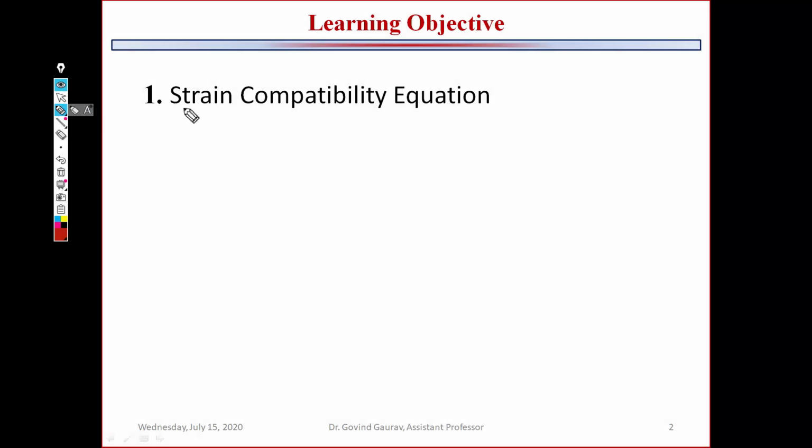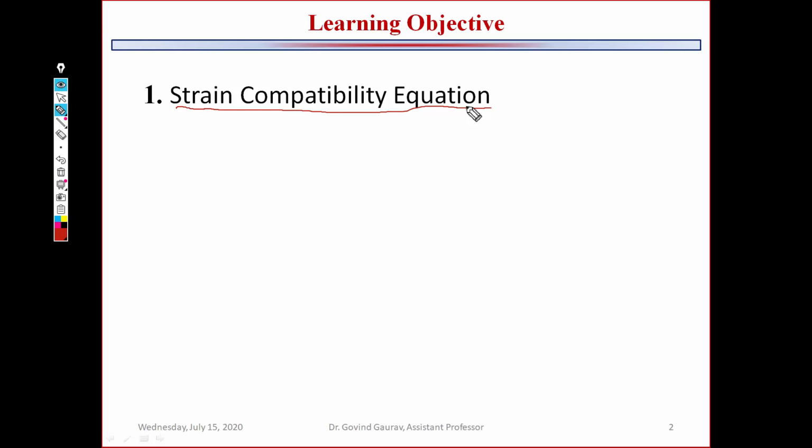Class. Today we will discuss the following objective. The objective is to define the strain compatibility equations. We have studied the equations of equilibrium. In this lecture we will study the strain compatibility equations. So we will get different sets of equations.